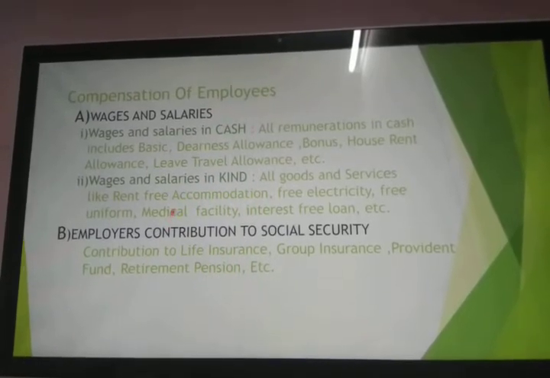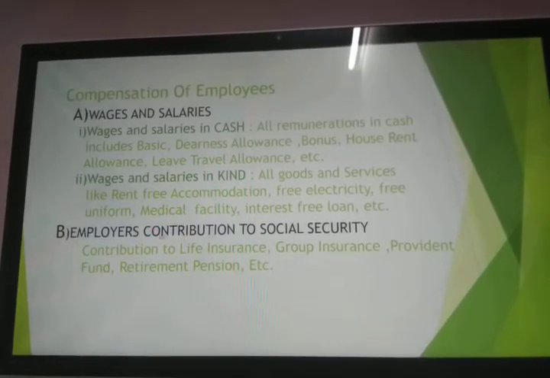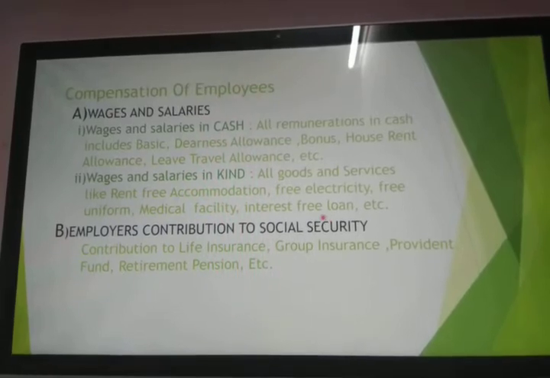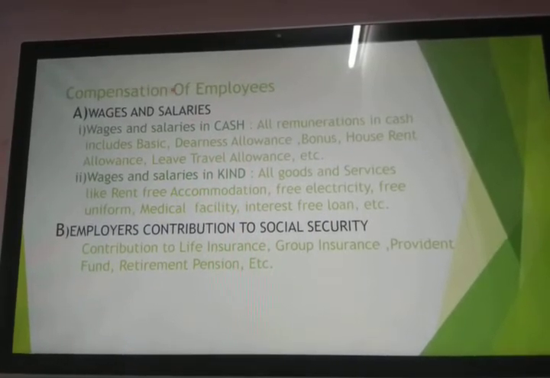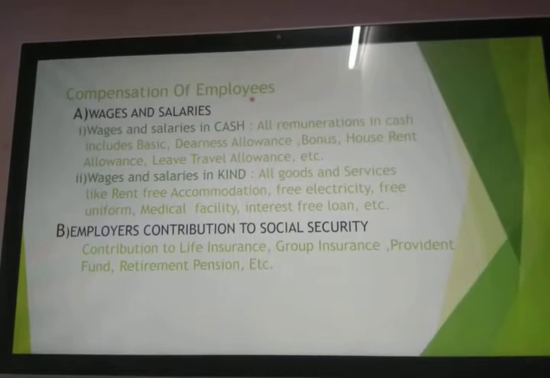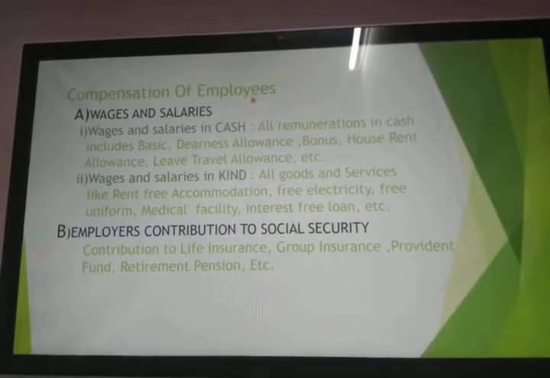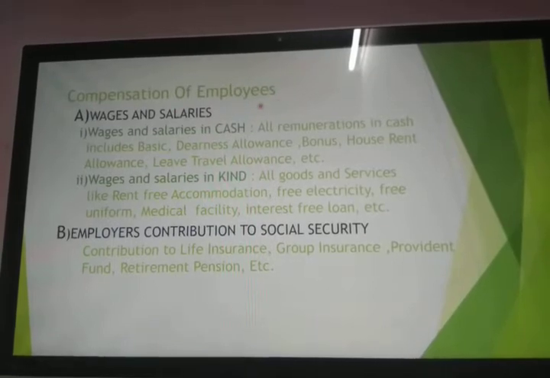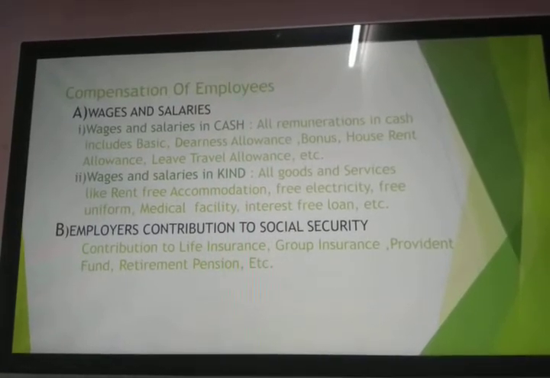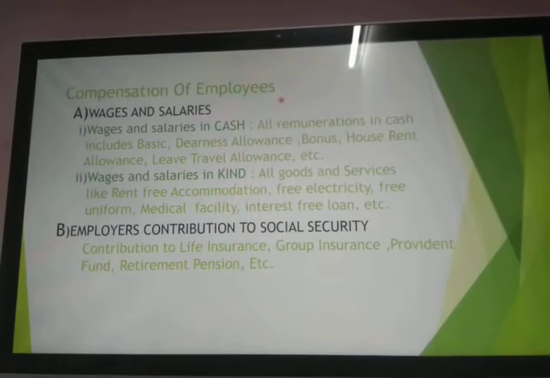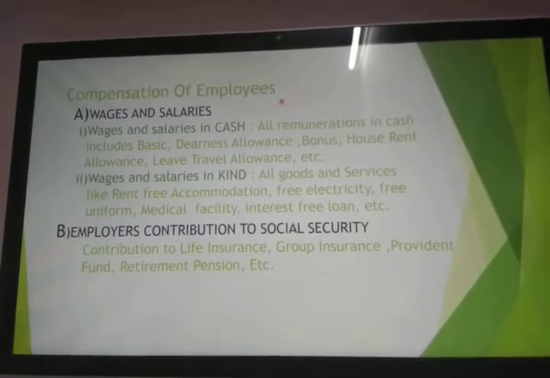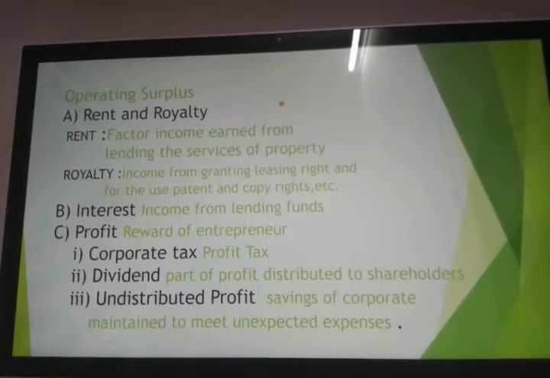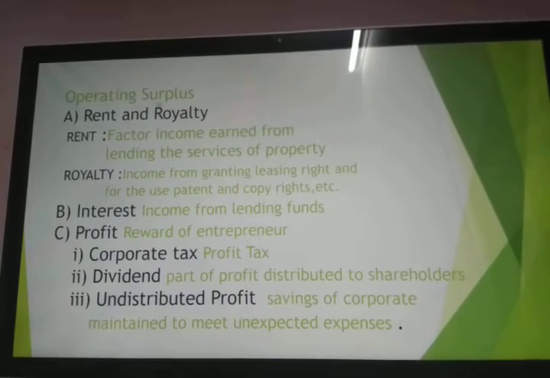So when we add wages and salaries and employers' contribution to social security, these two together become the compensation of employees. So now you must have come to know why we are not taking wages only. The factor payment wages is now replaced with the broader concept of compensation of employees, and thus we take compensation of employees as an important component of income method. Now next is your operating surplus.